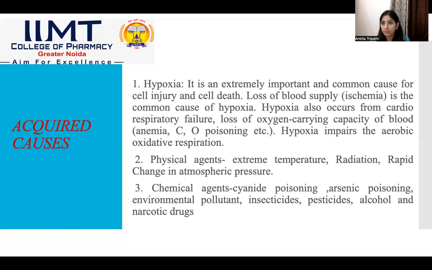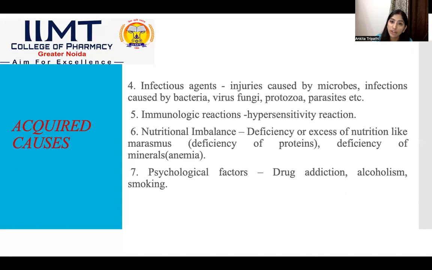Any kind of acid, like hydrochloric acid, nitric acid, or cyanide poisoning, insecticides, pesticides, and alcohol, which damage our cells, are examples of chemical agents causing cell injury. Infectious diseases: infectious agents like any microorganism, bacteria, protozoa, fungi, and viruses, which also cause disease in our body, are known as infectious agents causing cell injury.